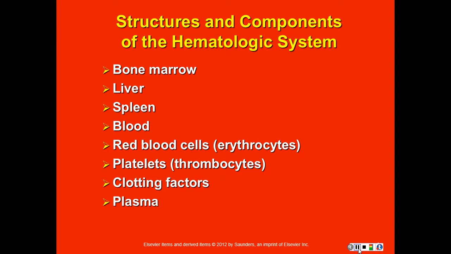The liver certainly plays a big part. This is what manufactures our clotting factors. It also helps to remove old red blood cells from the circulatory system. It's where they go to die. Okay? The spleen does this as well, but it also works to store platelets. Okay? So it stores platelets and it helps to produce antibodies that stimulate platelet production.